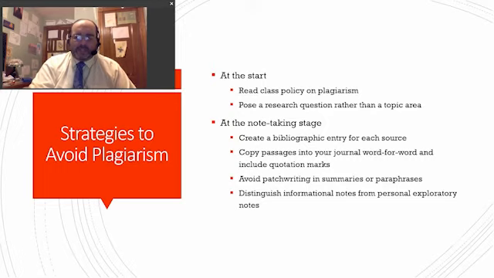Distinguish informational notes from personal exploratory notes. Yagelski recommends taking 3 columns. Okay? So column 1 is bibliographical information. Column 2 is the informational notes, what you're directly getting from the source. Column 3 is your personal exploratory notes, deciding whether that source is useful or not. Evaluating how you'll use it. Okay, keep those all separate. Okay.